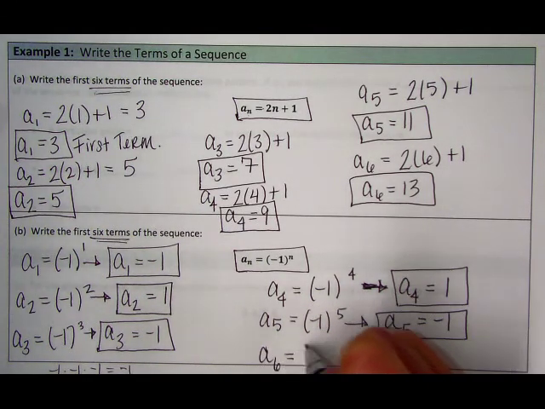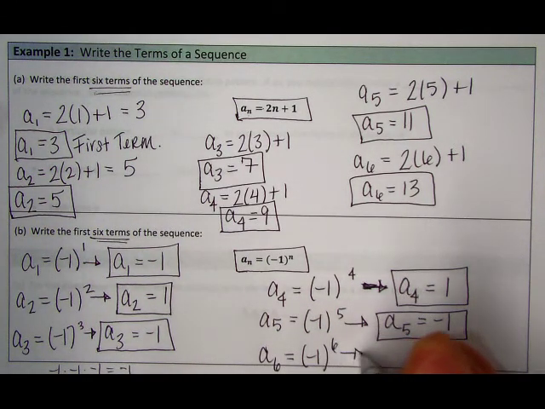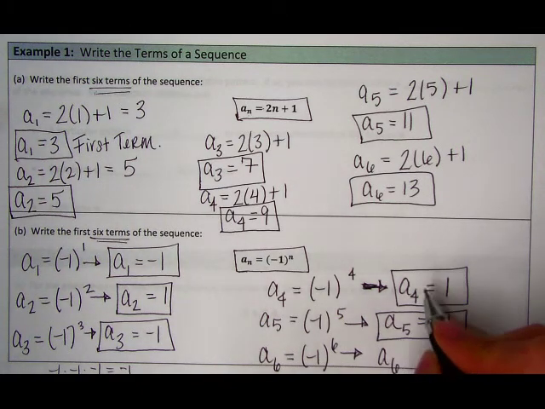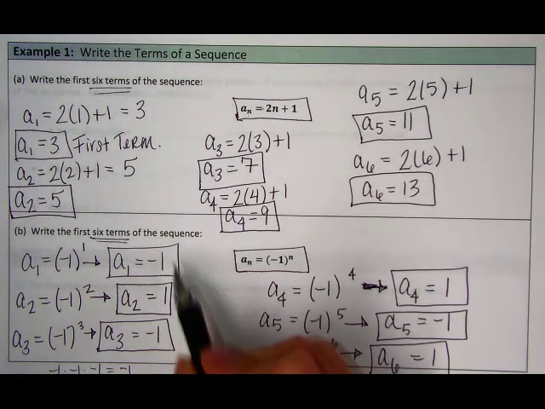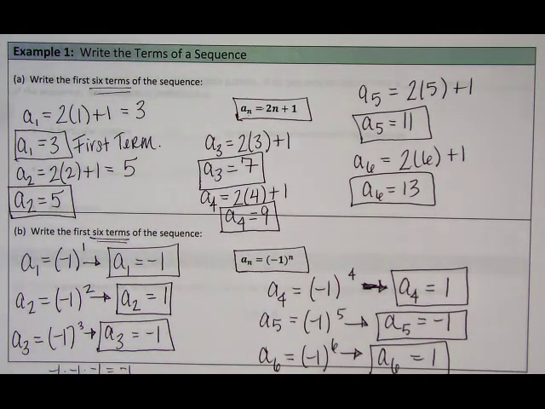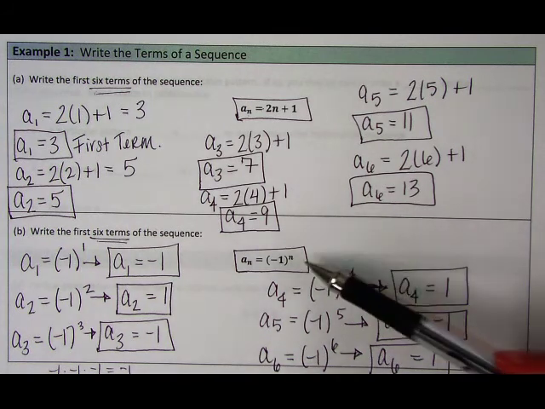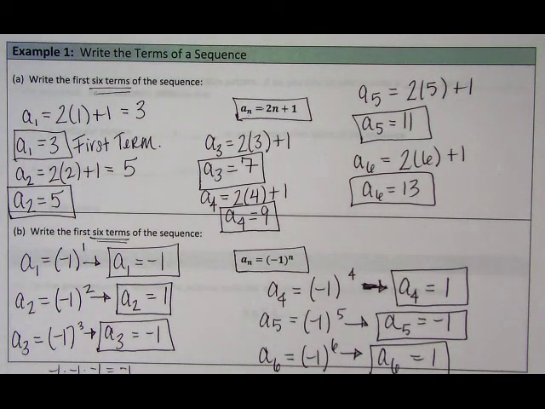And my sixth term is -1 to the sixth power. It's an even exponent, so a sub 6, which is my sixth term, is going to be 1. So between all of these numbers, you can kind of see what the pattern is that results in this rule for the sequence. So at this point, I'm going to stop the video.